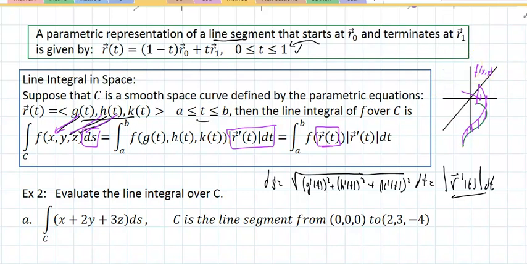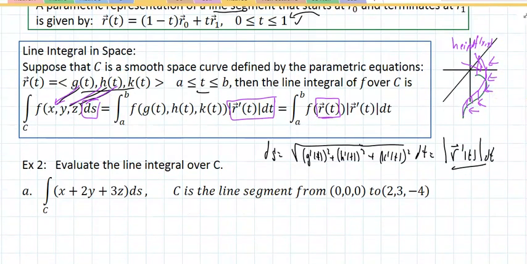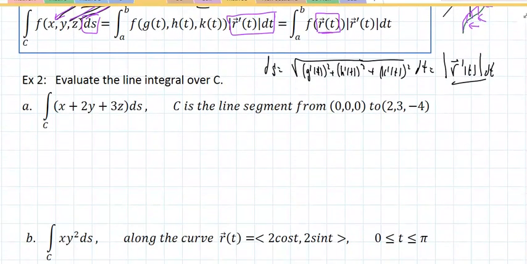That would be the height, actually. Right, that one right there. And if f of x, y, z is positive, then pretty much it's going to figure out the area of that fence. Alright, so how does this work?